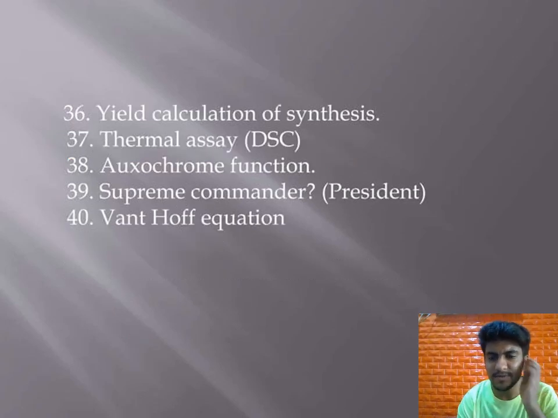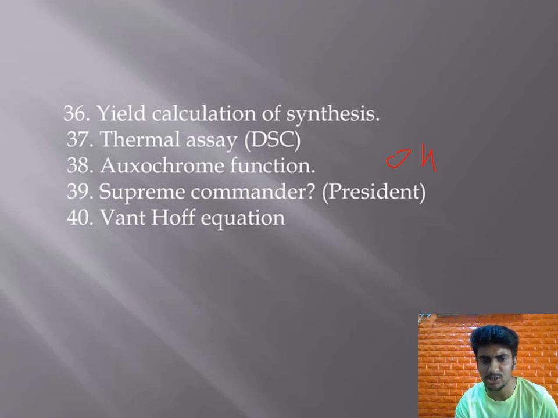Yield calculation. So there was some yield calculation. You had to calculate practical yield upon theoretical yield, those kinds of things. Then DSC, differential scanning calorimetry. One question was there. Then oxochrome functional group. So the answer was OH. Which of the following is not an oxochrome was the question.